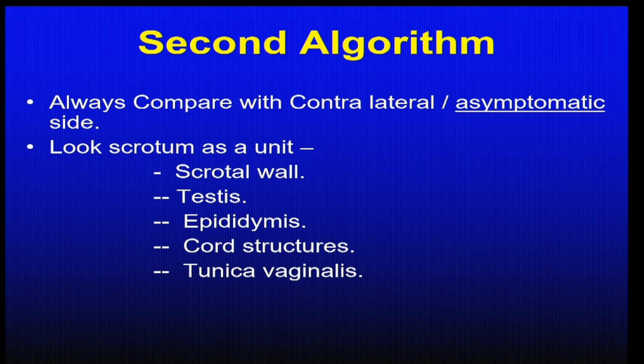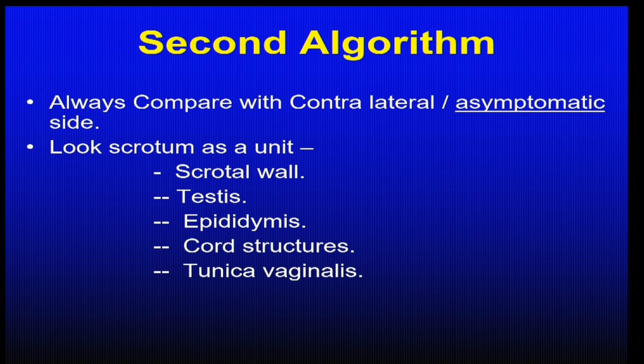Second algorithm, very, very important. All these organs which we are imaging are mirror organs in the body. Thyroid, breast. So there is going to be a symptomatic side and an asymptomatic side. Always have the habit of first seeing the asymptomatic side, because that becomes your standard of imaging against which the pathological side can always be compared. So keep that in mind. Always see the contralateral normal side first and then go to the symptomatic side.